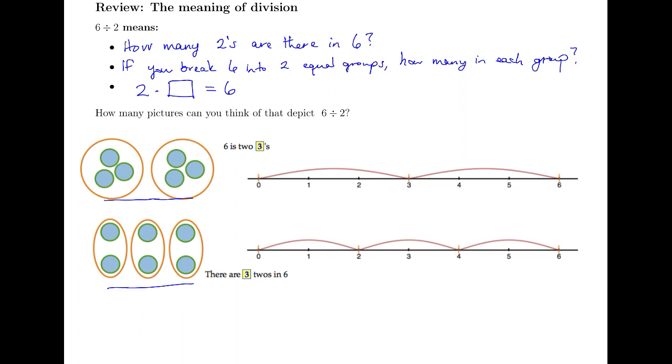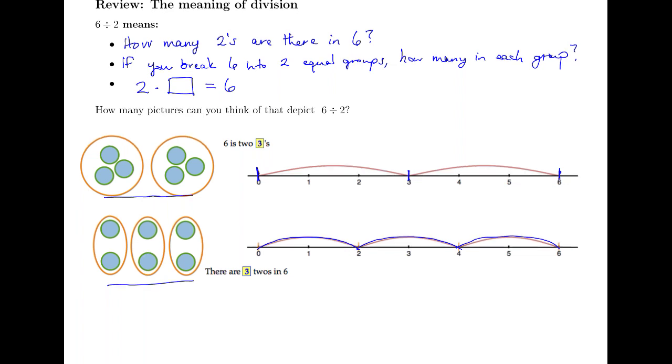And here are number line depictions of the same concept. So if you split 6 into 2 equal groups, basically splitting 6 in half, then there are 3 in each half. And then the other way is if you ask how many 2's are there in 6? Well, there's 1, 2, 3 2's in 6. Okay, so these are important meanings that we're going to keep with us as we start to divide with fractions.